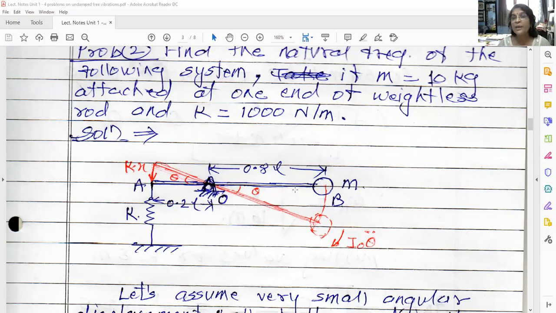Now, if I apply a small torque or force to point B and release, what will happen? This rod AB will vibrate about this point O. So the vibrating point is O. We have to find out what is the natural frequency of this rod when it is subjected to free undamped vibration.